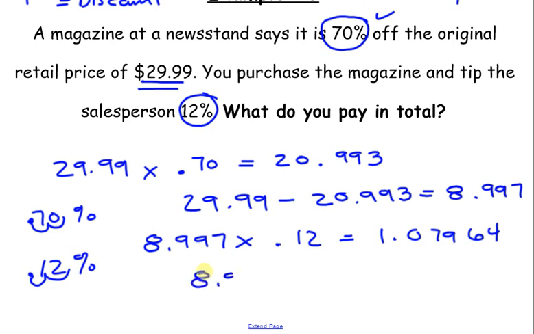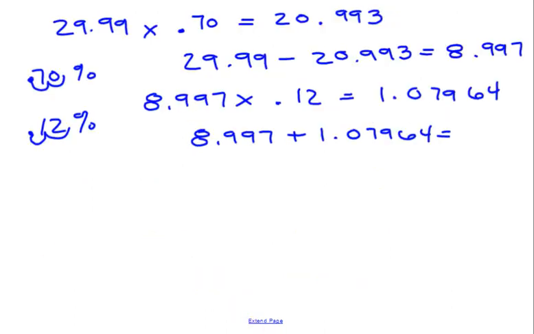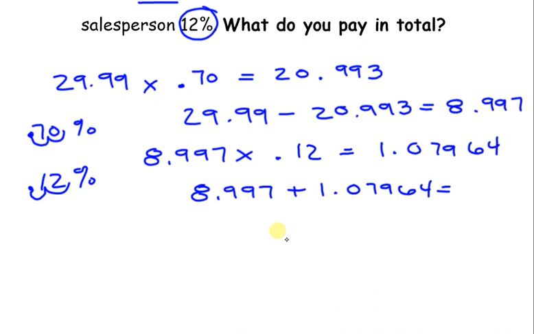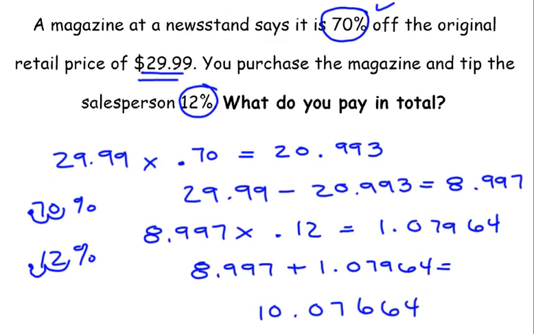So 8.997 plus, because it's a tip, we're adding 1.07964. All right, what does that equal? We're going to add a large number here. So that's going to equal 10.07664.